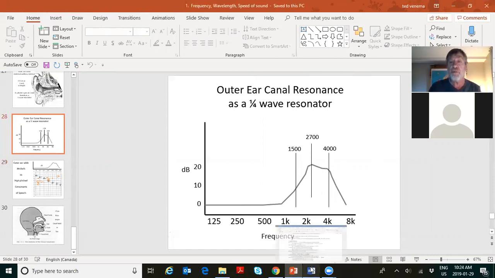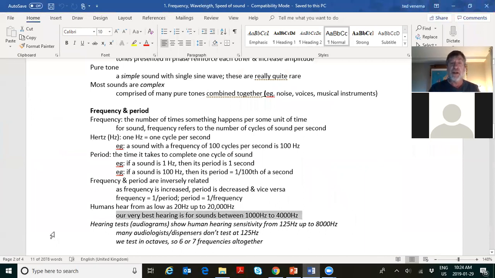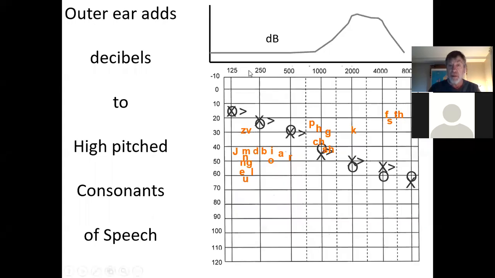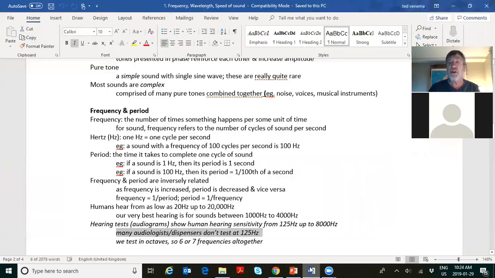Back to your notes. Human hearing tests are done between 125 and 8,000 hertz, 7 octave frequencies. Many people don't always test at 125. But almost everyone tests at 250, 500, 1, 2, 4, and 8. And sometimes at 125. So 6 to 7 octave frequencies, that's what we do hearing tests at. And you will learn how to do hearing tests throughout the courses of this program.